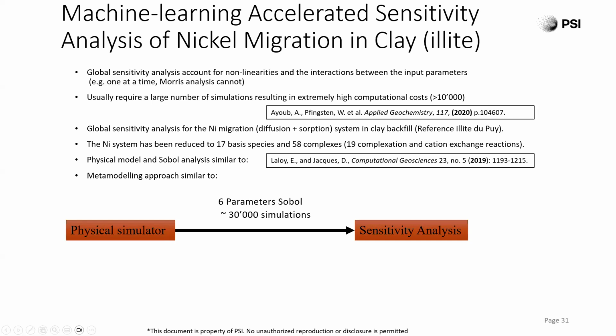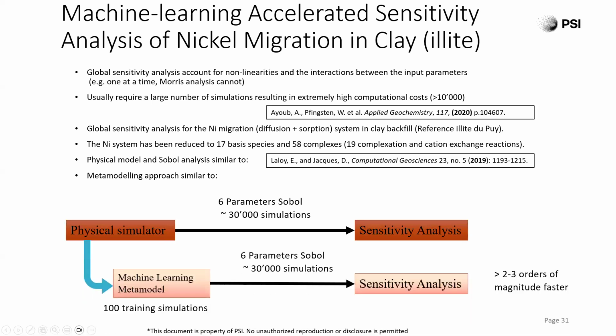And then we have to do a lot of simulations. So it seems that 30,000 of these simulations are the bare minimum to explore a 5-parameter space using the Sobol analysis. So this is a sensitivity analysis. And then we started with a larger system, which had 17 species and 58 complexes, and then we reduced the species. We ended up with 6 parameters. The typical way to do this analysis is we have our physical simulator, we have to do 30,000 simulations, and then we get our sensitivity analysis.